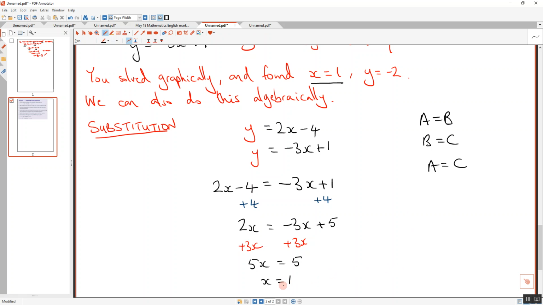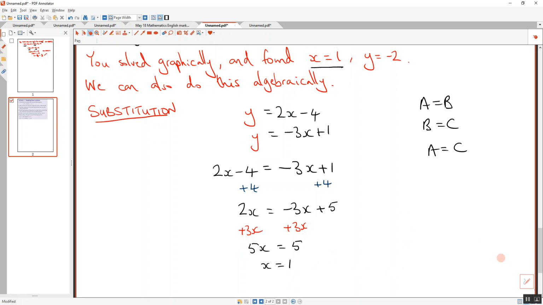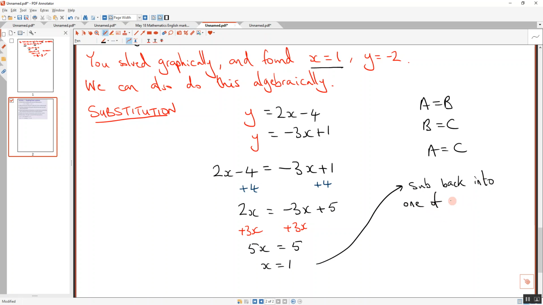How do you think then we find out what y is? Substitute the x. Right, we substitute it where, Zavi? For the x. Into where though? Like y equals 2 times 1. Right, good. So substitute back into one of the original equations, and then y equals negative 3 plus 1.